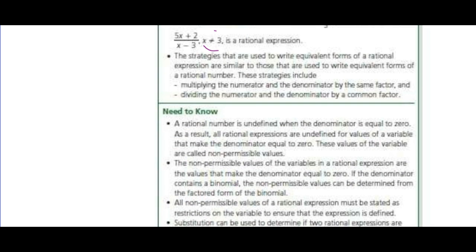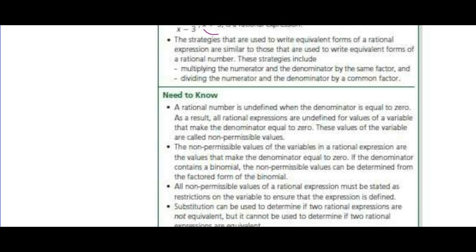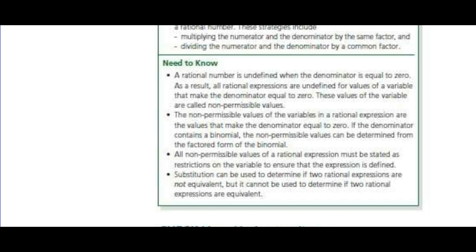Strategies that are used to write equivalent forms of a rational expression are similar to those used to write equivalent forms of a rational number. Multiply numerator and denominator by the same factor. Divide numerator and denominator by a common factor. Need to know: a rational number is undefined when the denominator is 0. As a result, all rational expressions are undefined for values of a variable that make the denominator equal to 0. These values of the variable are called non-permissible values. Then we write them as not equals, and we call them restrictions. So we're pretty much always going to say, do this and state the restrictions.